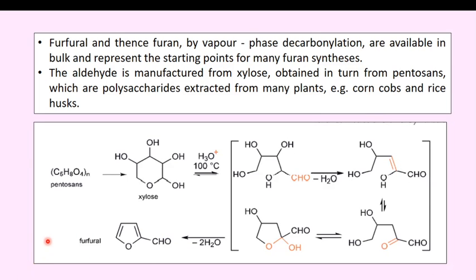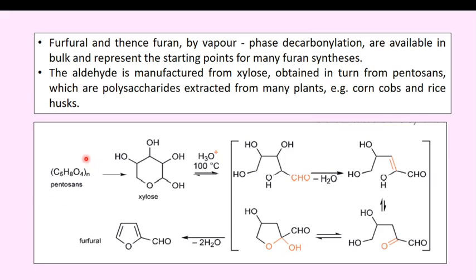Then furfural and thence furan by vapor phase decarbonylation. Furfural is available in bulk and represents the starting point for many furan syntheses. The aldehyde is manufactured from xylose, obtained in turn from pentosans, which are polysaccharides extracted from many plants, for example corn cobs and rice husk.